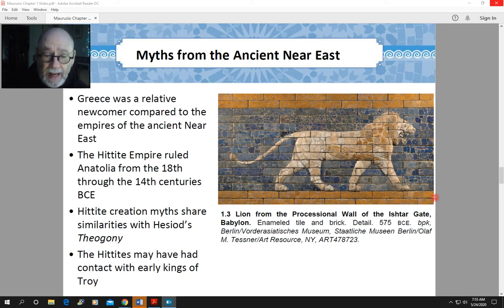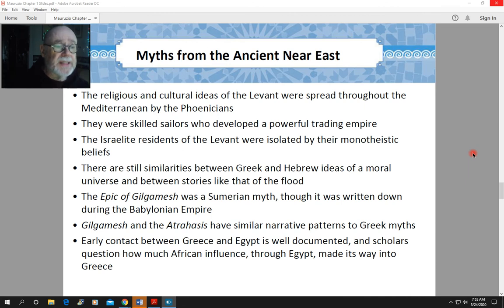And here we've got tile and brick from around 575 BC from Babylon. This is near the Ishtar Gate, goddess of the Babylonians. The religious and cultural ideas of the Levant, that's Phoenicia, were spread throughout the Mediterranean by the Phoenicians, who were great traders. They had a tremendous trading empire and traded all over the Mediterranean, all the way to Spain, and they would carry their stories with them. As cultures intermix with one another, they start picking up these stories and including them in their own mythology. The Israelite residents of the Levant were isolated by their monotheistic beliefs.